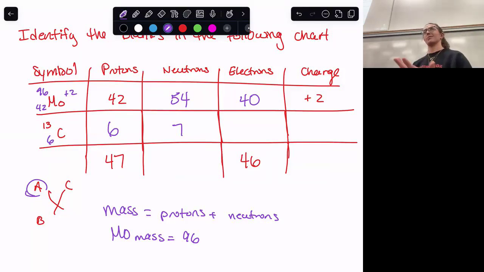Yep, carbon 13 is an isotope of carbon. So this came from 13 minus 6, which is 7. If we're not given anything of a charge, what can we assume our electron number is? 6. So what's our charge? Neutral. Yep, 0.